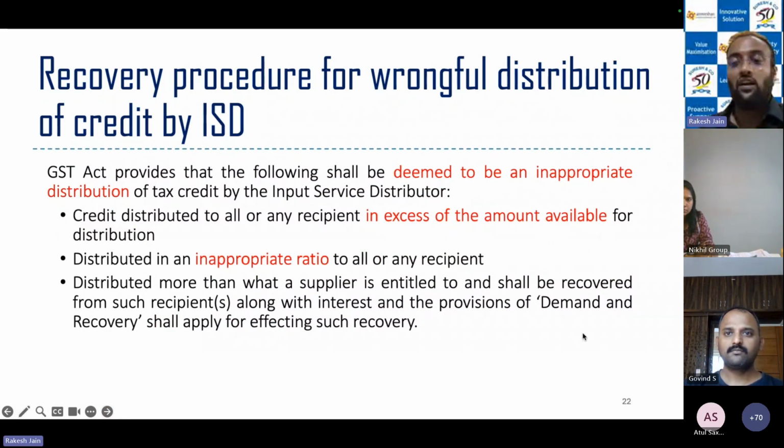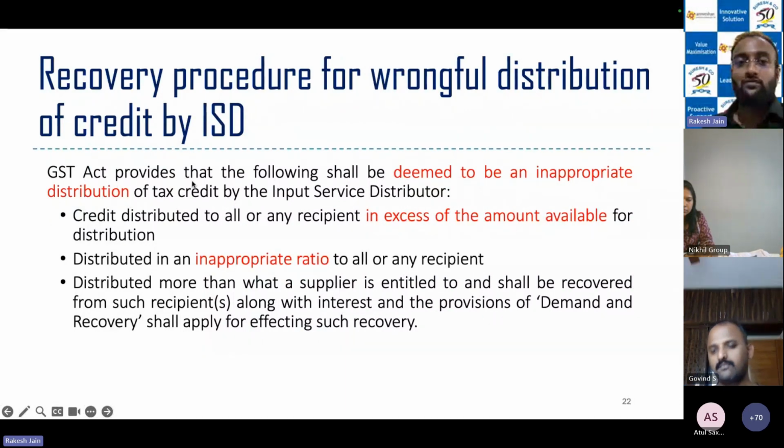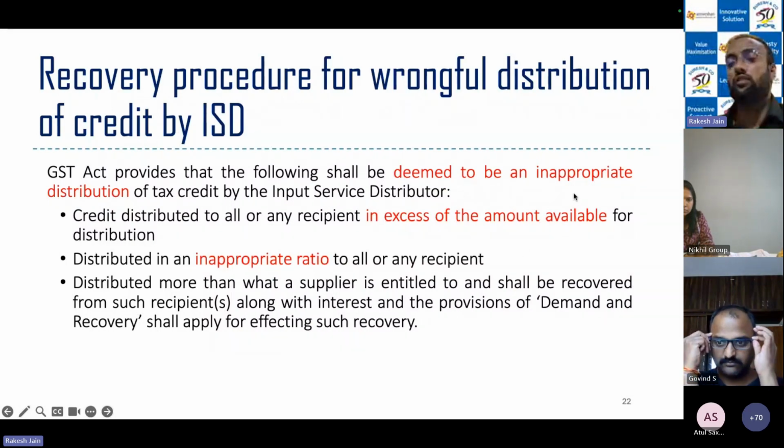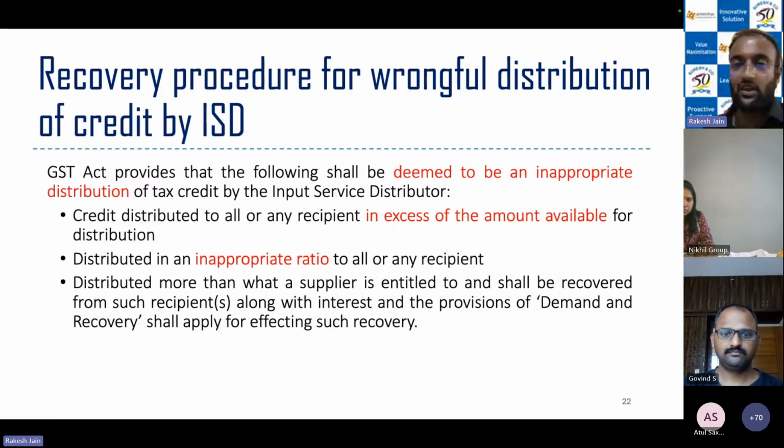Okay. Now, there was a question, right? What would be the consequence if there is a wrongful distribution by the ISD or there is an excess amount availed by the head office itself? So there will be recovery procedures. It would be deemed to be an inappropriate distribution by the ISD. Credit distributed to all or any recipient in excess of the amount available for distribution will be covered. Now the question is, what all aspects are covered under inappropriate distribution, or when a distribution is called an inappropriate distribution? When an excess amount is available for distribution, or when inappropriate ratios are adopted for distribution, right? So all such scenarios will be covered and will be called a wrongful distribution of credit by the ISD.